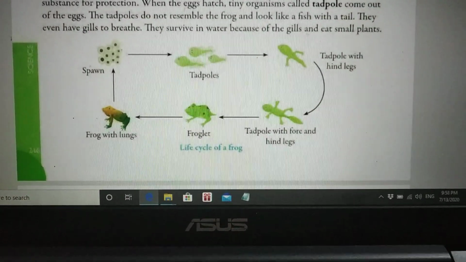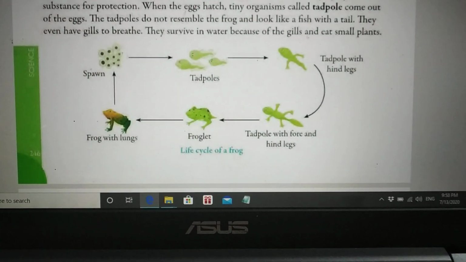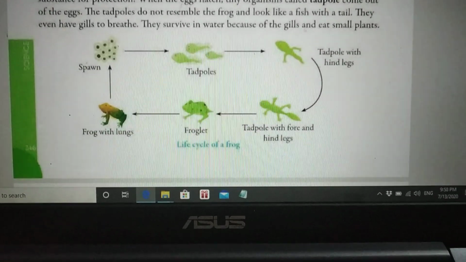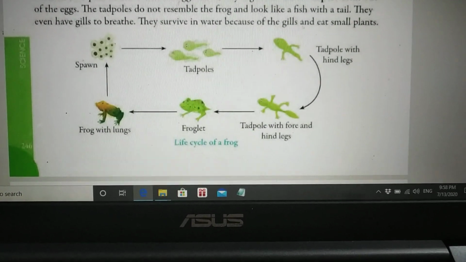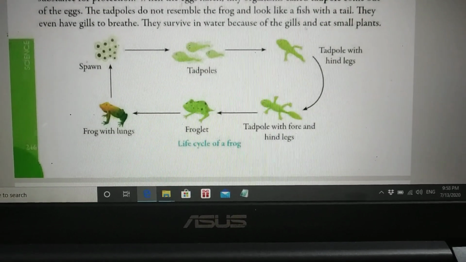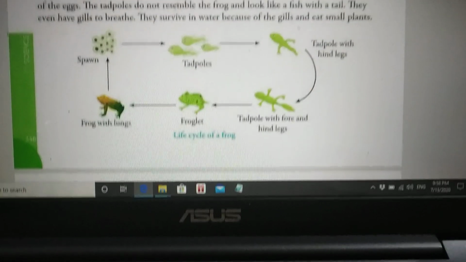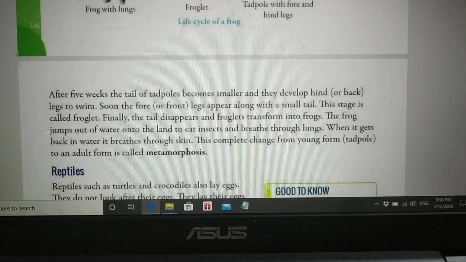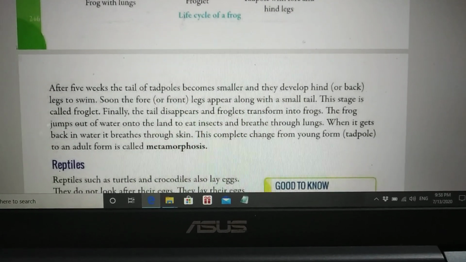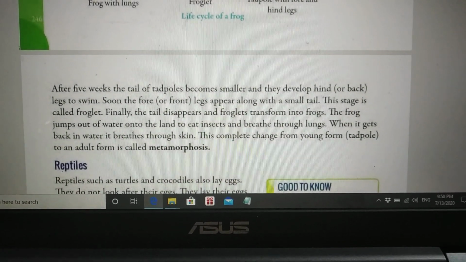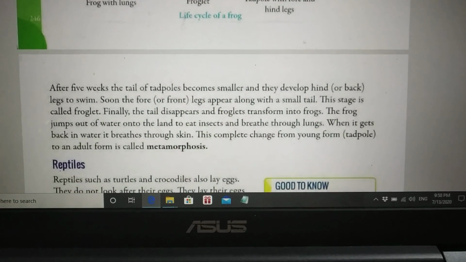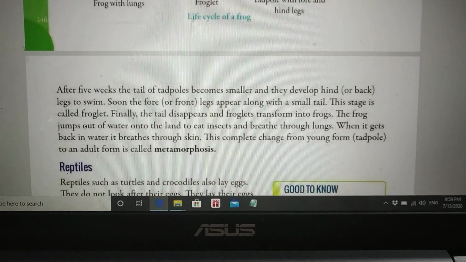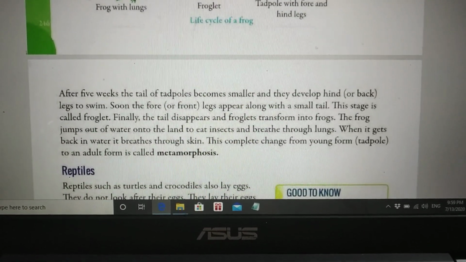Then after a certain period of time, they grow into a froglet. That means a young froglet. And then slowly, when it comes to the land and has lungs, that is a mature frog. This is the life cycle of a frog, an amphibian. After a few weeks the tail of a tadpole becomes smaller, and then they develop the hind or back legs to swim. Soon, forelimbs or the front legs appear along with a small tail, and this stage is called froglet.